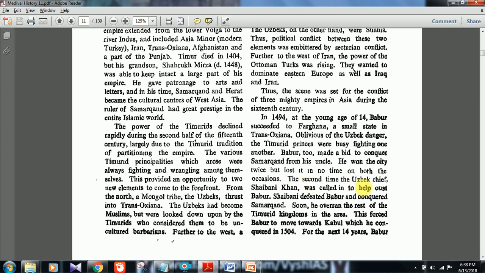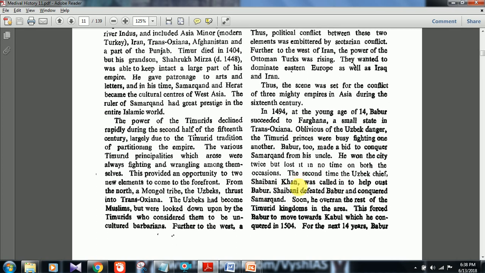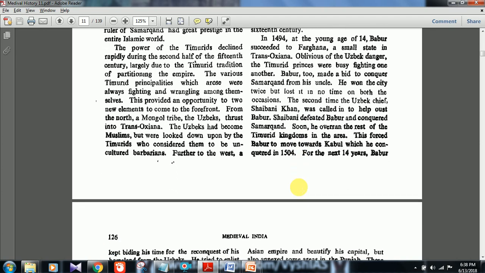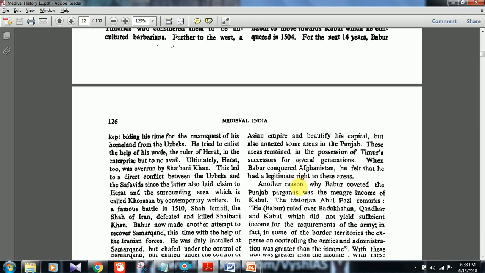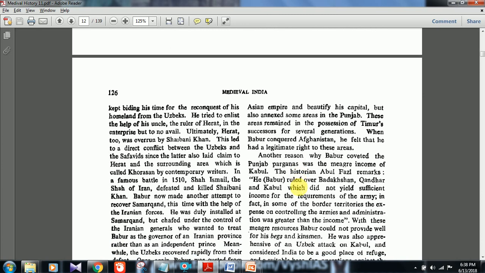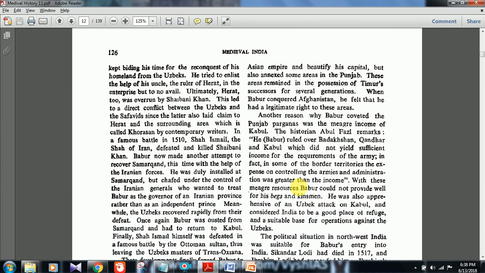The second time, the Uzbek chief Shiabani Khan was called in to help out. Okay, help out Babur. So again these people are helping. I don't think it is very important. Okay, I'm scrolling. So after this they were capturing and losing like that. The areas were going in and out of Babur's hand. Okay, we need to only see with respect to Babur. Whatever other names you see are not at all important and have never been asked in the UPSC.